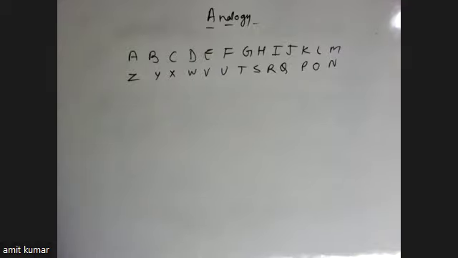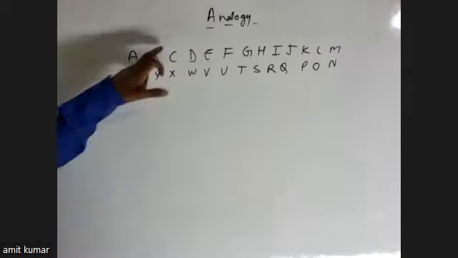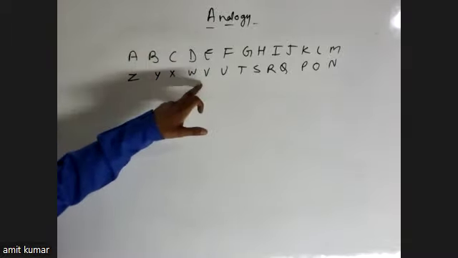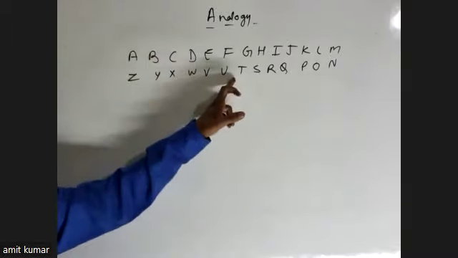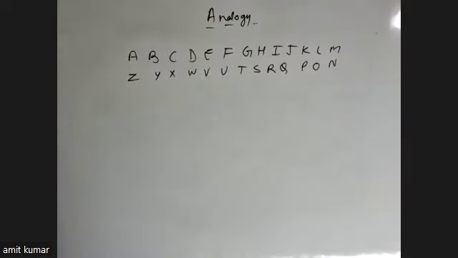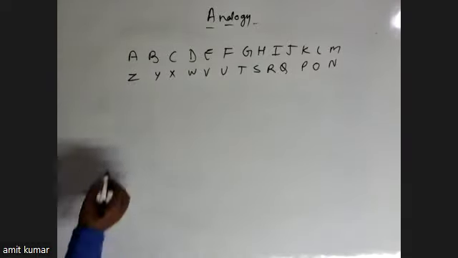These are the opposite alphabets. A is opposite to Z, B, Y, C, X, D, W, E, V, F, U, G, T, and we have to remember them. How will we remember them? That is the easiest part.